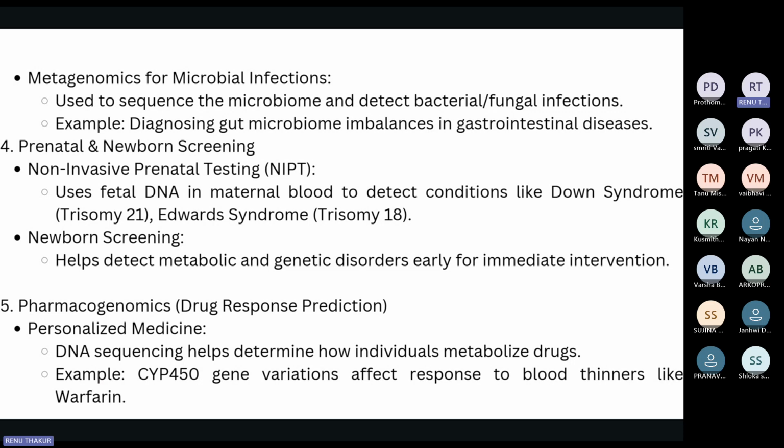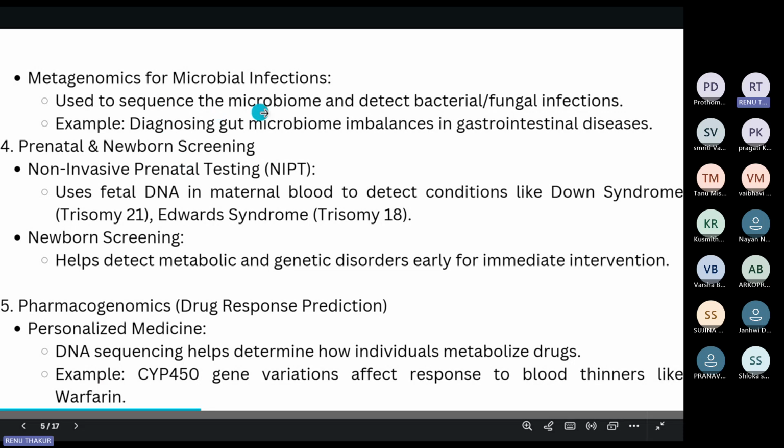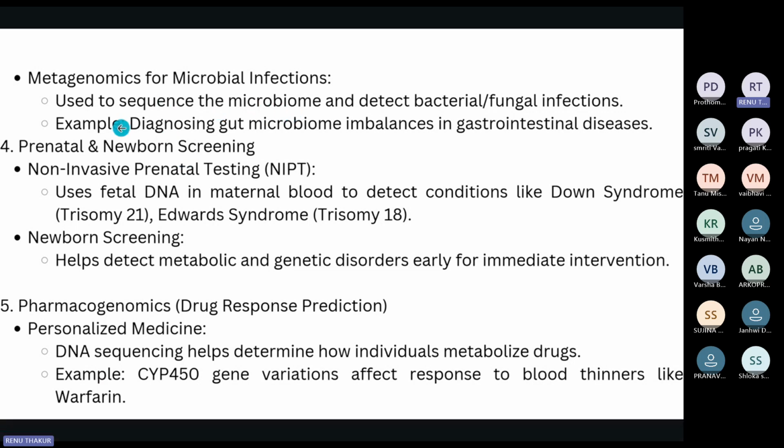Next, metagenomics for microbial infections. It is used to sequence the microbiome and detect bacterial or fungal infection. If a person is suffering from any severe bacterial or fungal infection, to determine which type of treatment is necessary, you need to know which pathogen has caused the disease, right? In those instances, you can sequence the microbiome itself. For example, you can diagnose gut microbiome imbalances in gastrointestinal diseases.